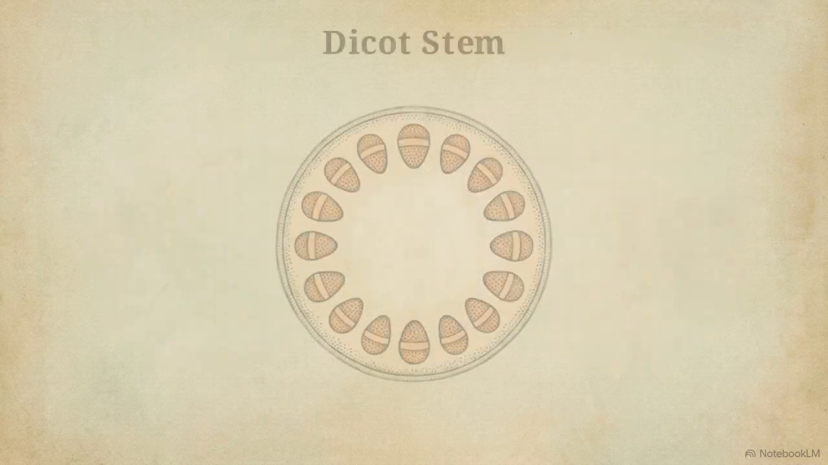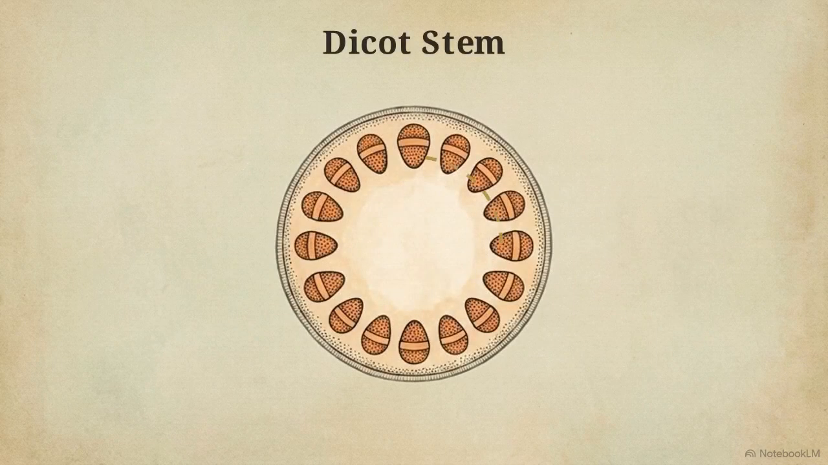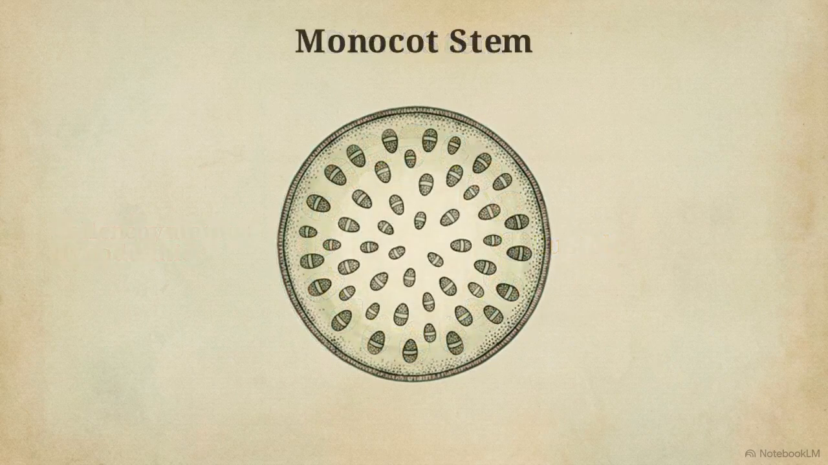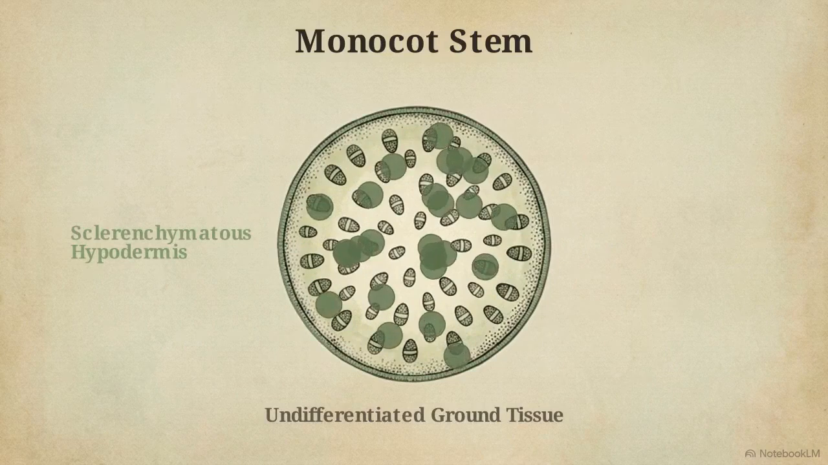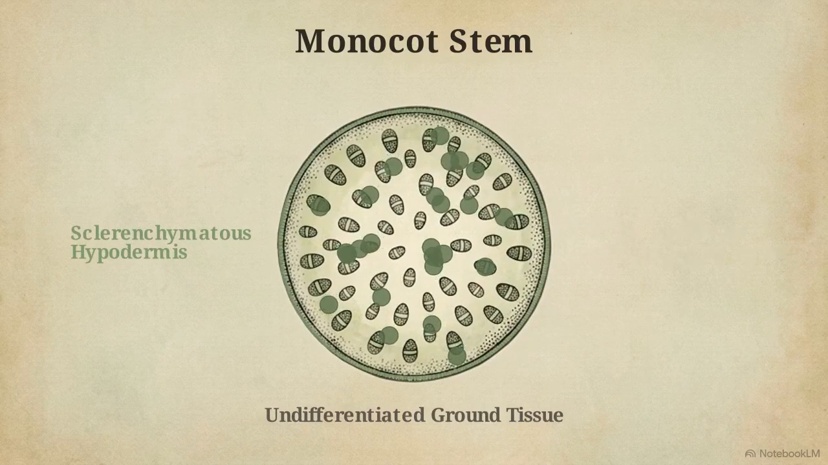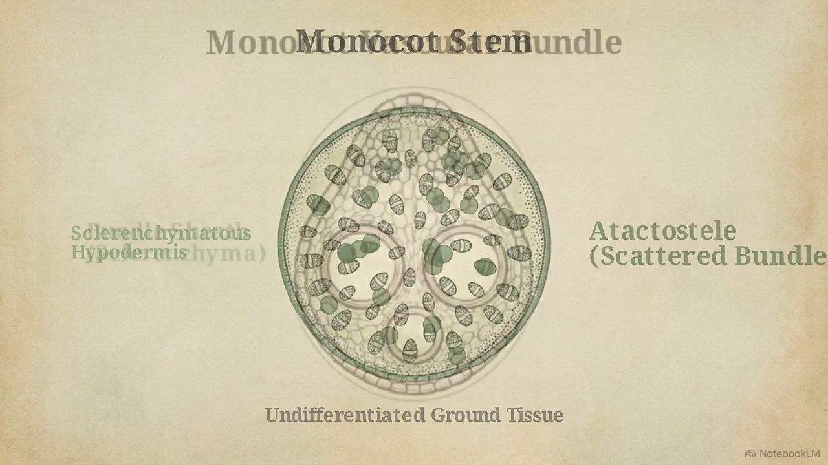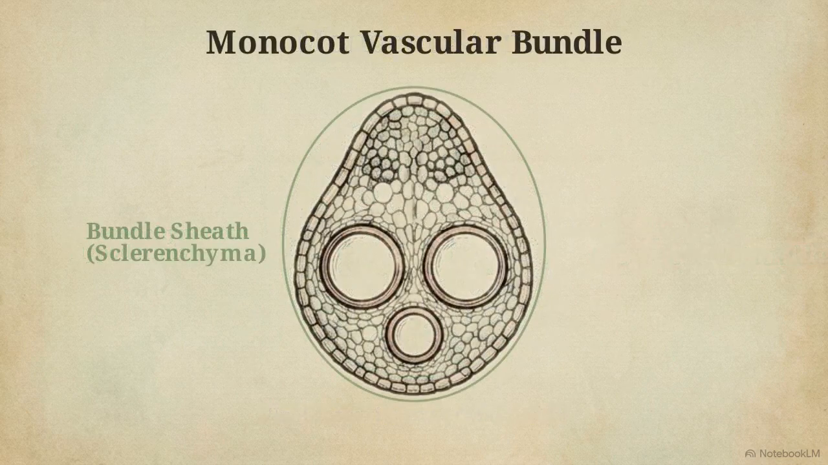Identifying stems follows a similar logic. This dicot stem cross-section shows vascular bundles forming a highly organized ring, or eustele, supported by a collenchymatous hypodermis. The monocot stem uses a different arrangement. Vascular bundles are scattered randomly throughout the ground tissue and atactostele.